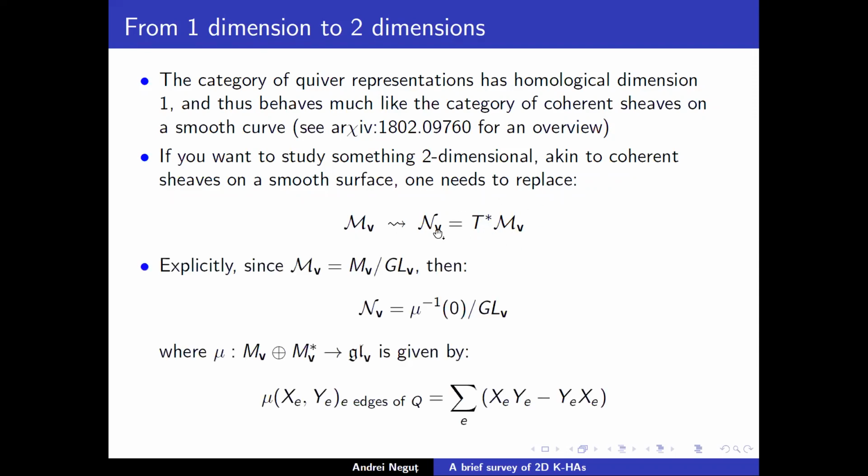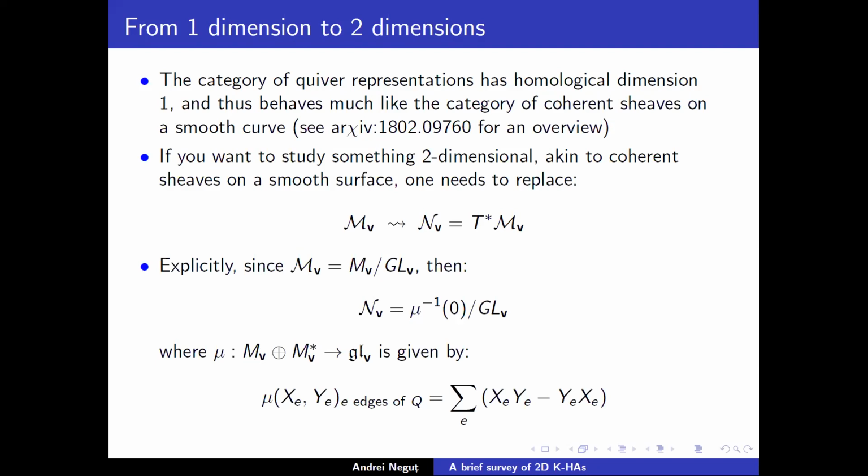NV. So what does that mean in practice? Well, explicitly, MV is a very simple stack. It's defined as an affine space modulo a general linear group. You can say by definition or by the properties of the cotangent bundles of quotient stacks, the definition of NV is mu inverse of 0 modulo GLV. So what is mu inverse of 0? Mu is a map defined on MV plus MV dual.